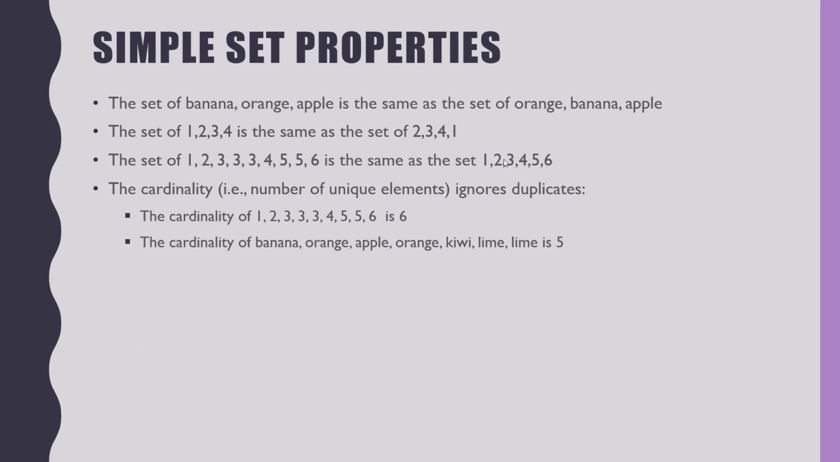So let's take a look at some of the basic properties of a set. This is just to give you a foundation so that the other stuff moving forward will make some sense. Take a look at the first one there. A banana, orange, apple set is the same as an orange, banana, apple set. It's the same. The order is irrelevant.